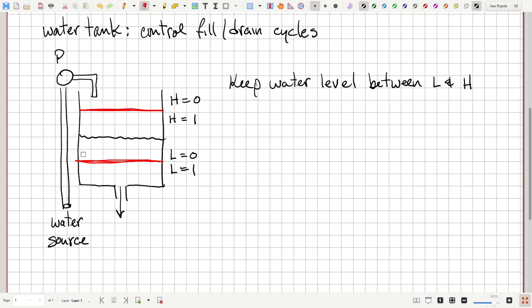Now, we might think about using only a single sensor. Could we use only the H sensor to do this? If you go below the H level, H becomes 1, turn on the pump. When you go above, turn off the pump. Well, you can see a problem with that: you would be cycling your pump an awful lot. As soon as you hit that level, you turn the pump off.